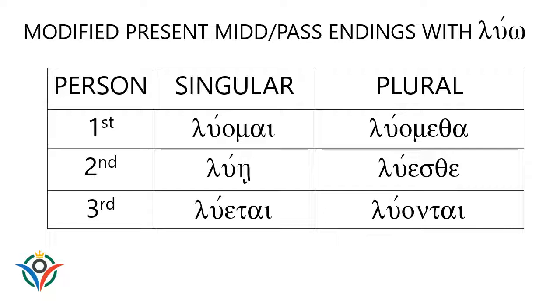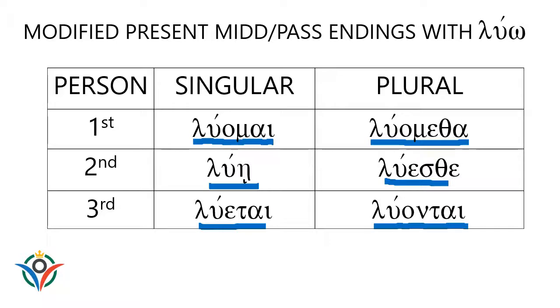So in summarizing the present middle passive endings with luo, the forms are the same for the middle and the passive. So it's always going to be lu mai, lu a, lu etai, lu metha, lu este, lu antai. The only difference is the way you would translate them. And that will be dependent on the context.